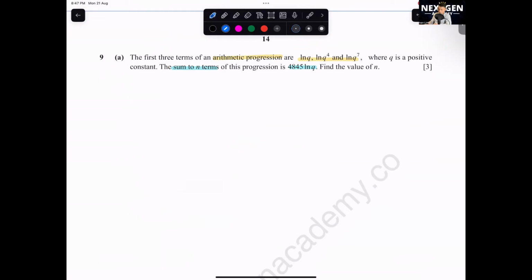We want to find the sum of n terms. So what do we need for the sum of n terms? The formula is n over 2, 2a plus n minus 1 d. a is ln q. d, you take the second term minus the first term: 4 ln q minus ln q, which is equal to 3 ln q. So I'm going to use these 2 values here: a equals ln q, d equals 3 ln q.